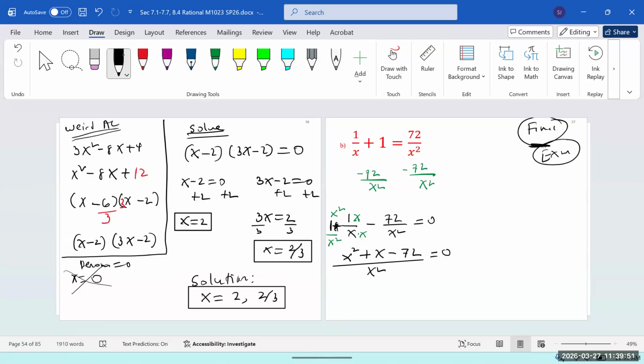Christina, would you like to give me the two factors? X plus 9, x minus 8 over x squared. So far we just added and subtracted. We didn't do any solving.